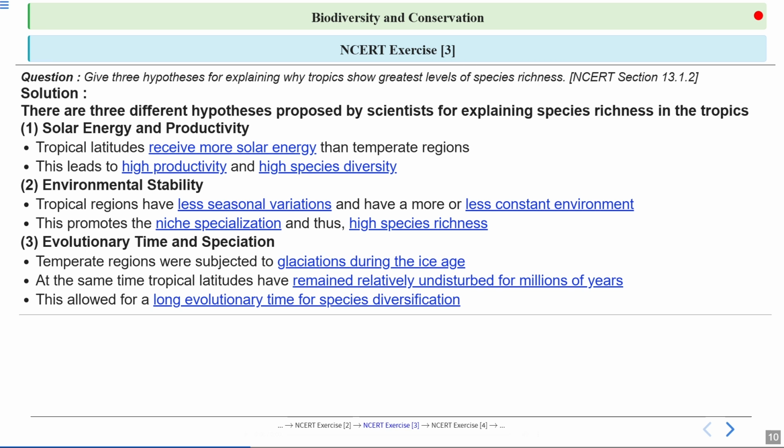So the circumstances present in the tropical region provided an extended period, enabling natural selection and genetic variation to lead to emergence of diverse species.